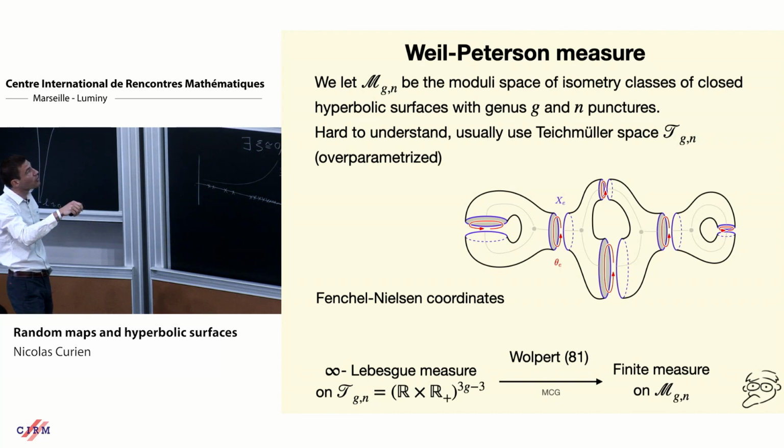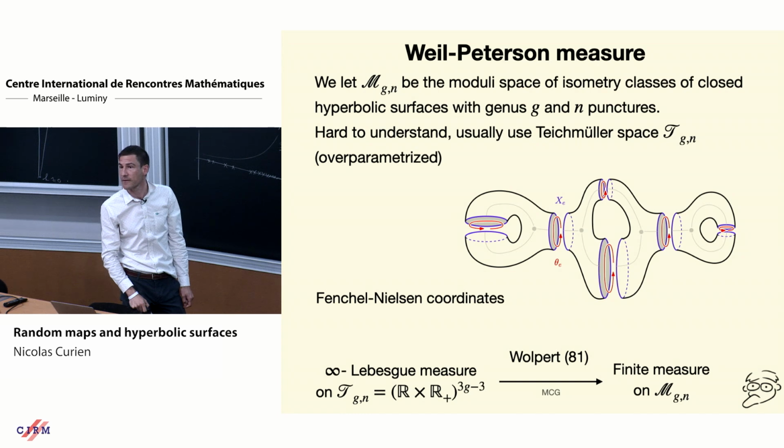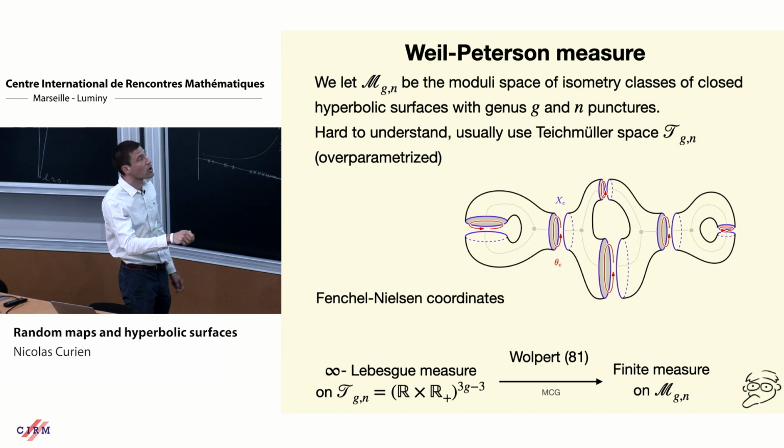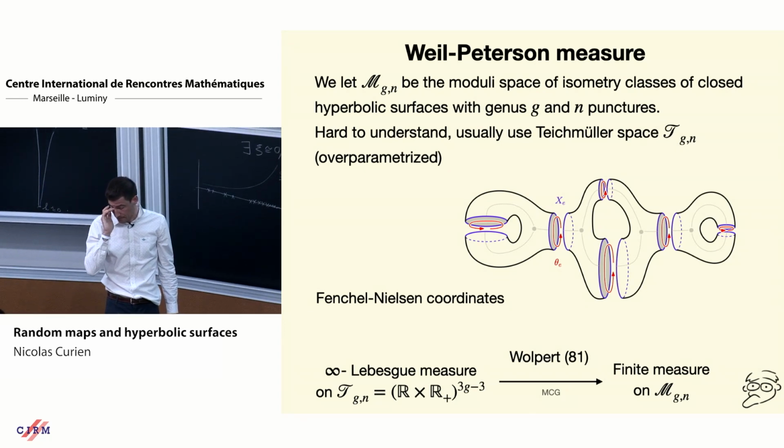However, if you put the Lebesgue measure here, then Wolpert proved in the 80s that after taking the quotient, so identifying coordinates that land on the same hyperbolic surface, you can pass to the quotient by the mapping class group, if you wish, and get a finite measure on the set of hyperbolic surfaces. So we have a natural measure that lives on the moduli space, which is called the Weil-Petersson measure.